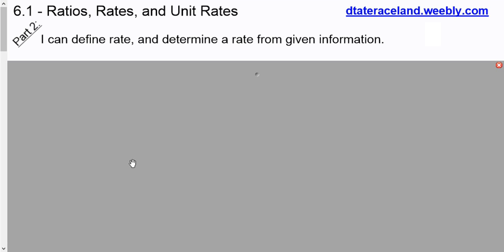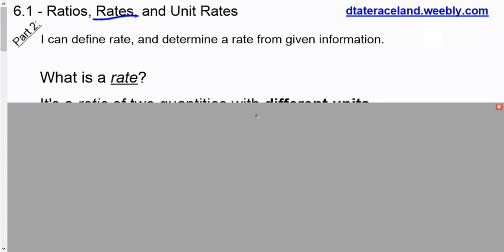Continuing on with our first lesson, we've already covered what a ratio is and how to write it in 3 different ways. We've also looked at a few other rules that you need to understand. But today, with this lesson, we're going to take a look at rates. After this lesson, you should be able to tell me what a rate is, and you also need to be able to figure out what the rate is when I give you information in a variety of different ways. So let's get right to it.